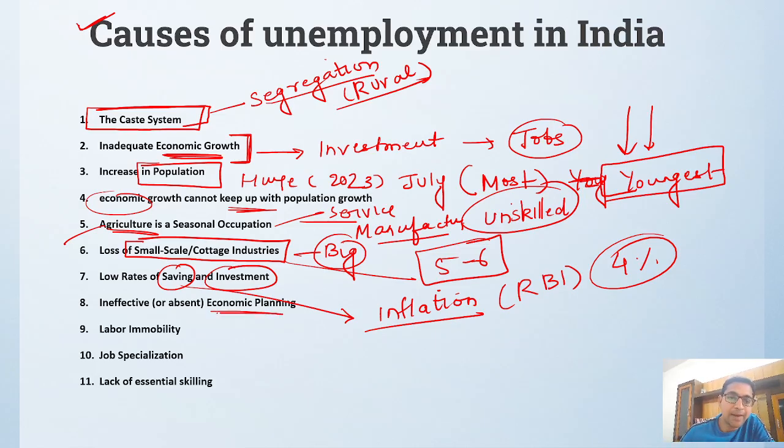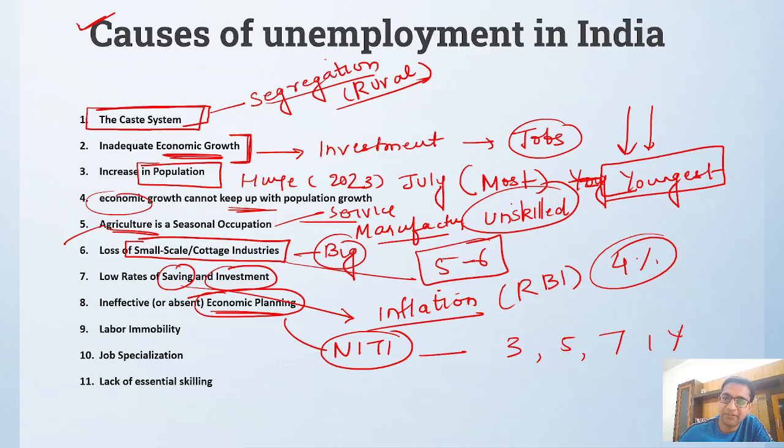Proper economic planning is not being done. What exactly we wanted to achieve in this many years, that many years, but now slowly Niti Aayog is working in that area. They have prepared a plan for 3 years, 5 years, sorry, 7 years, and a 15-year long-term plan.